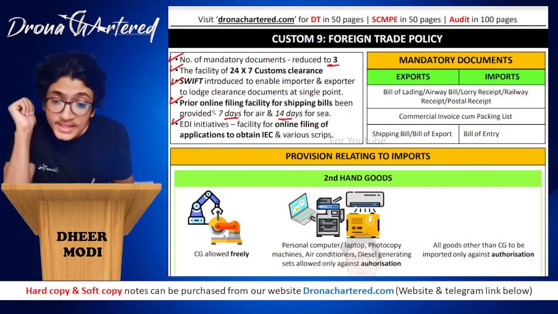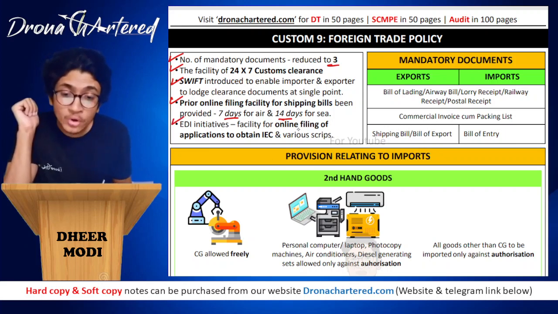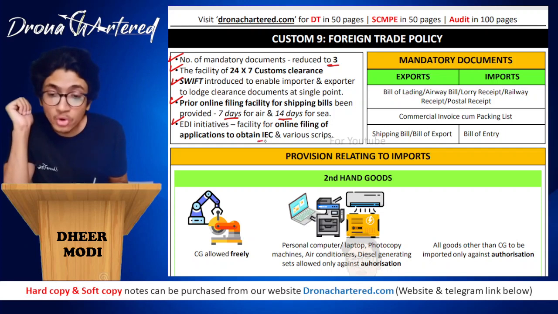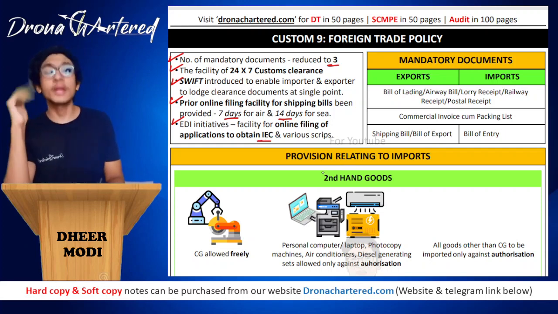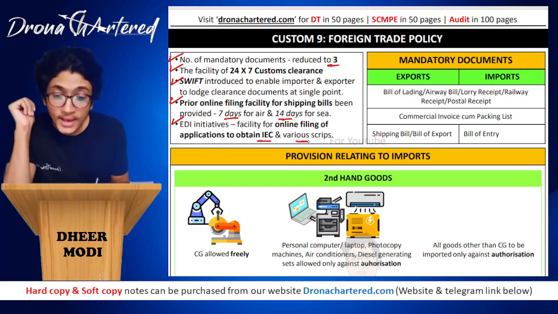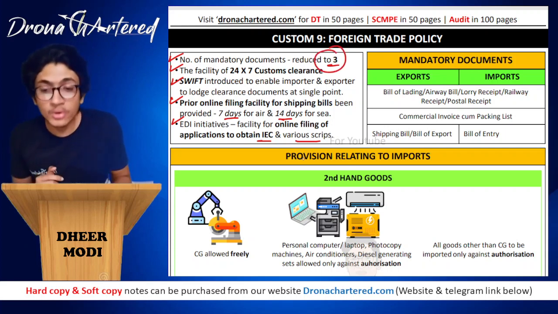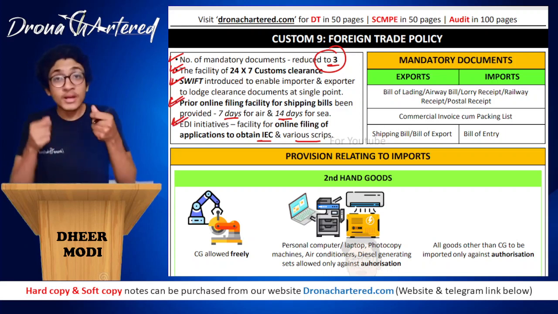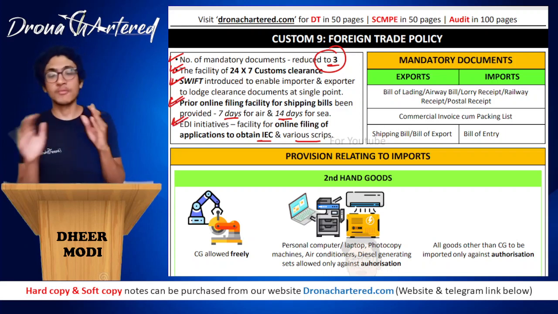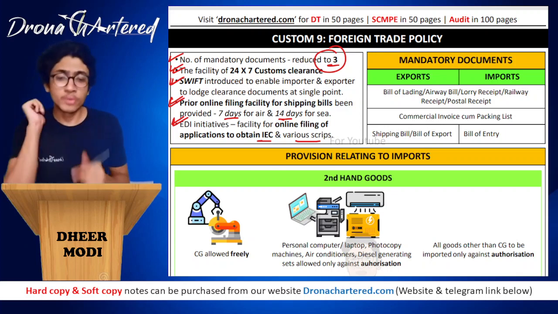Next, EDI initiatives, that is facility for online filing of applications to obtain your IEC, that is your importer exporter code, and various scripts. So all of this basically, what they're trying to say is that we've reduced the number of documents, and we've given you the options to do online for all the documents, where earlier a lot of paperwork was involved. You do not have to remember this for exam point of view.